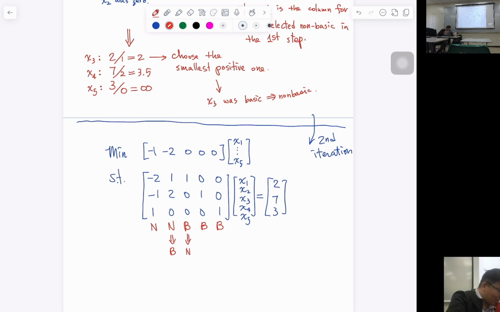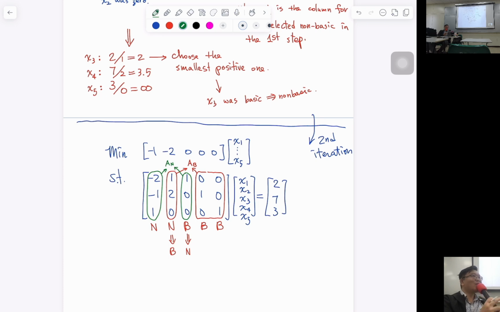Now, when you do that, you can circle the same group together. So in fact, they are now the AB. And they are now the AN. So they may not stand next to each other anymore. Okay? But that's fine. This is how we're going to work on this problem in the second iteration.